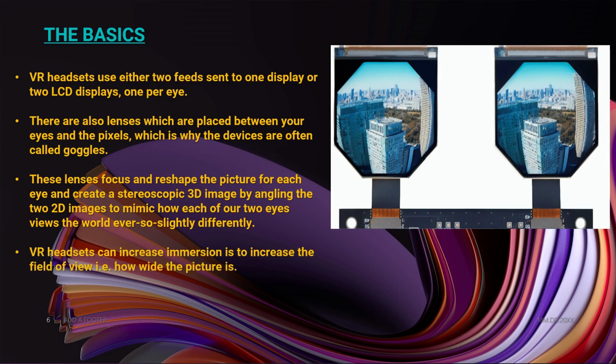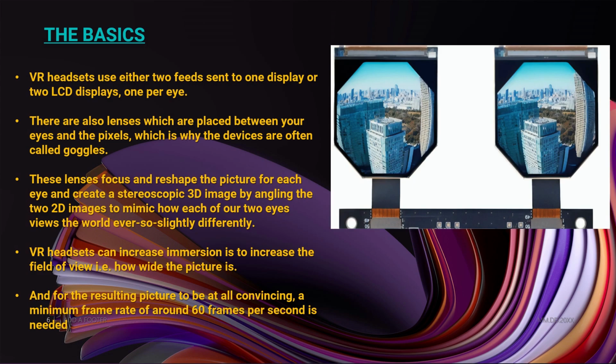VR headsets use either two feeds sent to one display or two LCD displays, one per eye. There are also lenses which are placed between your eyes and the pixels, which is why the devices are often called goggles. In some instances, they can be adjusted to match the distance between your eyes, varying from person to person. These lenses focus and reshape the picture for each eye and create a stereoscopic 3D image by angling the two images to mimic how each of your two eyes view the world ever so slightly differently.